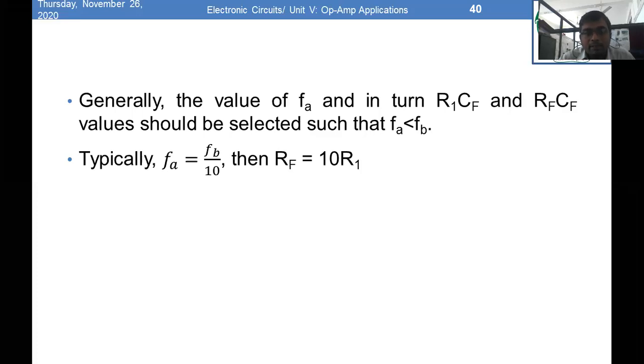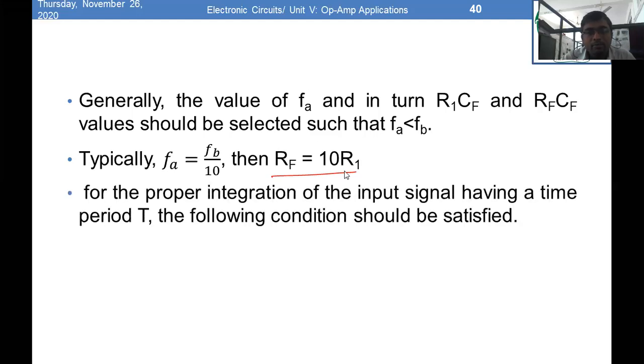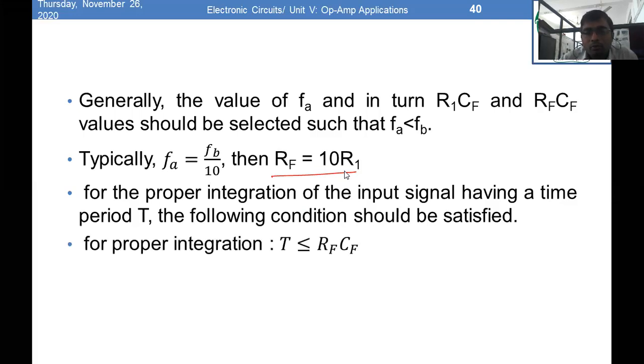If you consider this relationship, then you can also correlate that RF would be 10 times greater than R1. This is a very standard relationship. You can follow this for numerical solving also. For proper integration of an input signal having time period T, the following condition should be satisfied: T should be less than or equal to the product of RF CF.